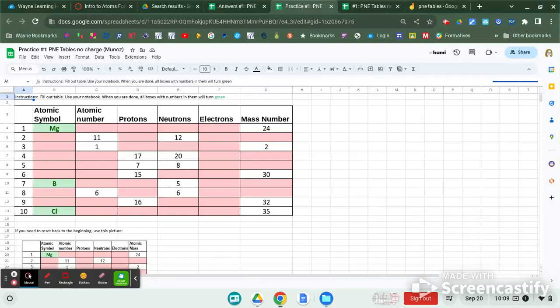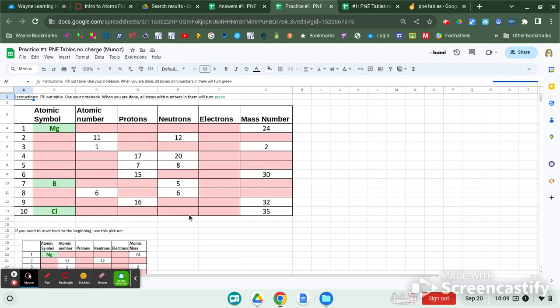Ms. Munoz here with a video to show you how to do this proton, neutron, electron table. It's a self-grading sheet, and it will change color when you get the right answer. It's very important that you don't change any of the numbers that are already there. You can get all of this assignment to work without changing any numbers that are there.